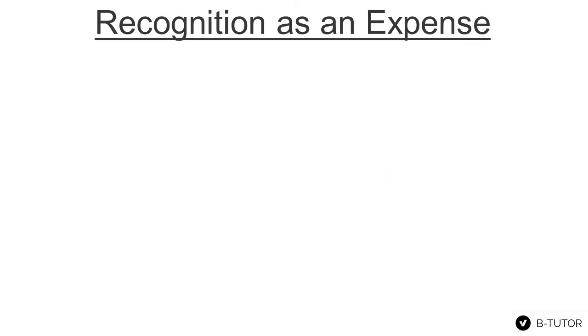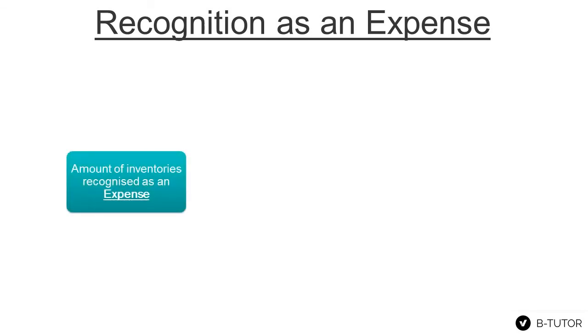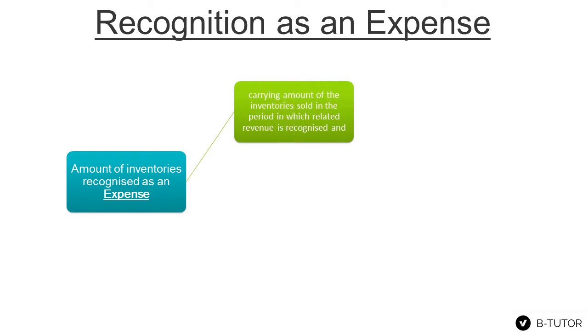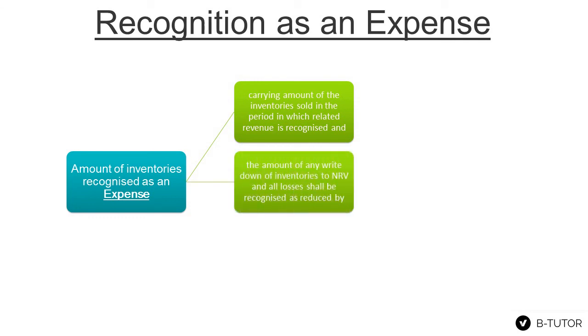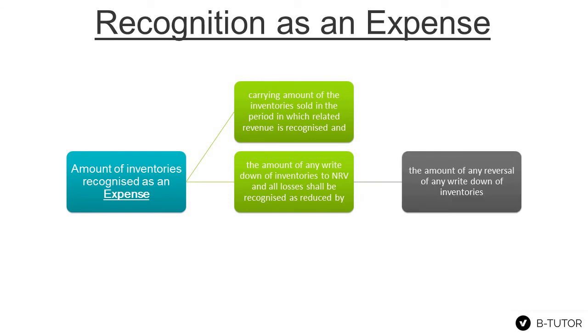Our last topic, items to be recognized as expense. Amount of inventory is recognized as an expense for one, carrying amount of inventory sold in the period in which related revenue is recognized, that is cost of goods sold. Next, amount of any write down of inventories to NRV, and also all losses shall be recognized as expense, reduced by any reversal of write downs.